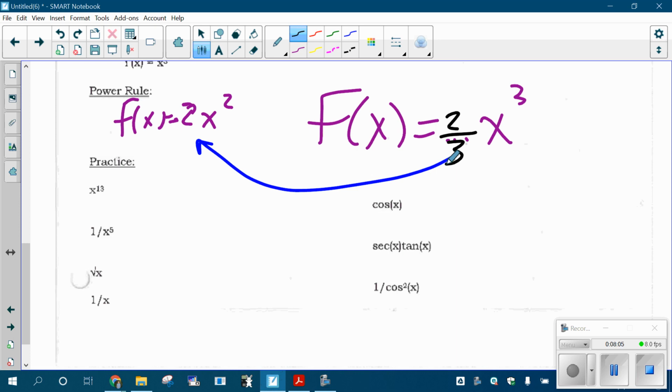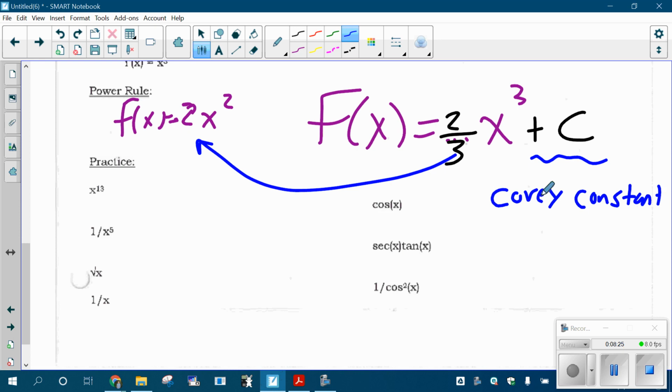Okay? Now it's important when they're asking a question like that you throw down a big plus c. And that plus c reminds everybody that there's infinitely many functions. We don't know which original function you were talking about. There could be any number there. And that's called the Covey constant. Okay? You got to remember to put the Covey constant at the end. Don't forget it. Otherwise, you're acting like it has to be just 2/3 x cubed. But it could be 2/3 x cubed plus 7, 2/3 x cubed minus 2. Okay, make sure you remember that.